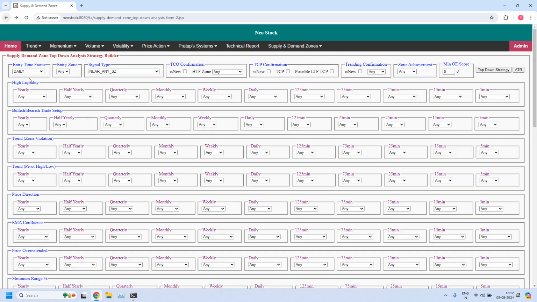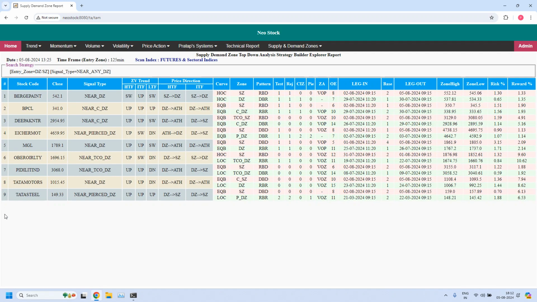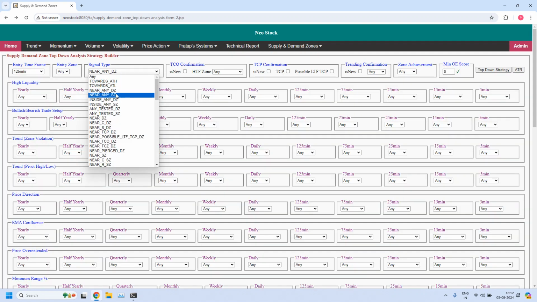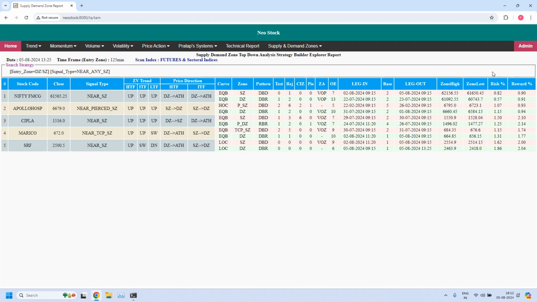So I'm going back, changing the time frame to 125 minutes. Let us find the stocks near 125 minutes demand zone. So 9 stocks are filtered. Let me go back. For 125 minutes time frame, let us find the stocks near 125 minutes supply zone. 5 stocks are filtered.